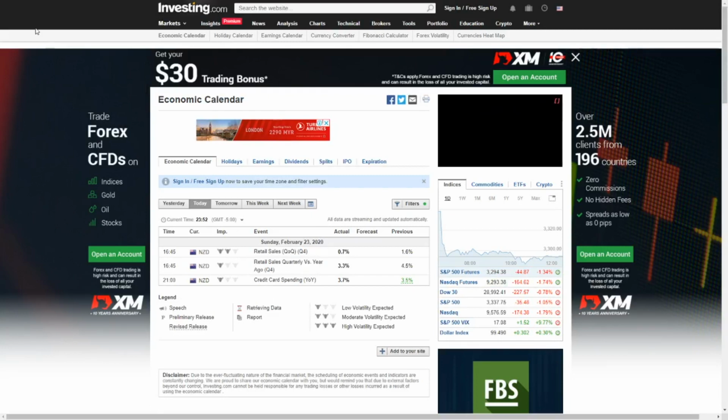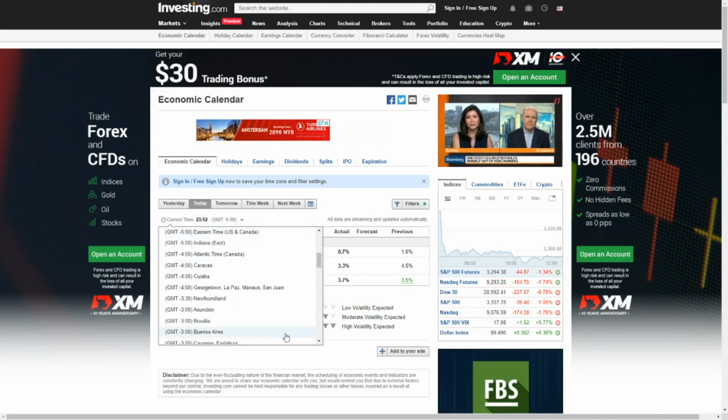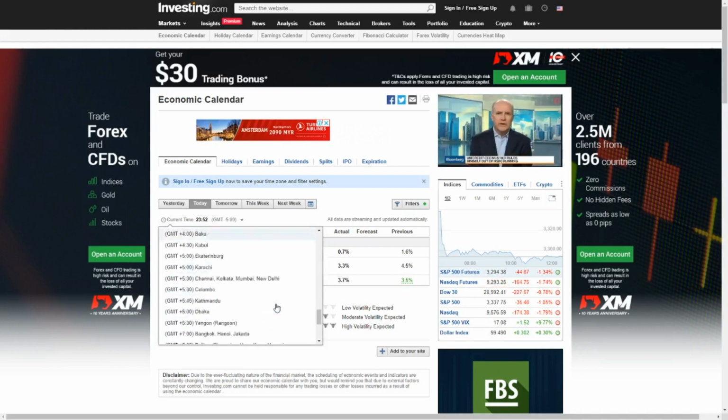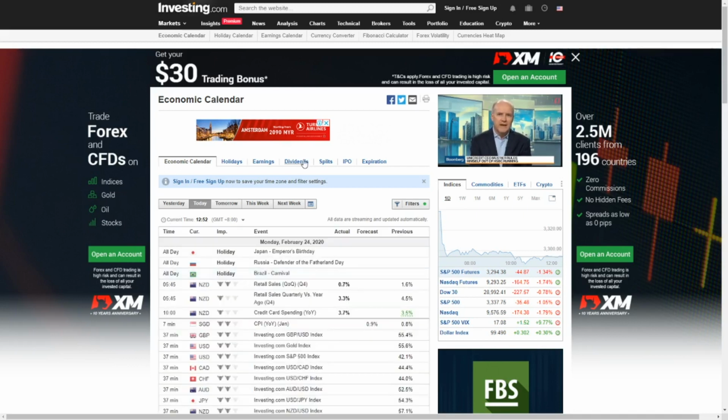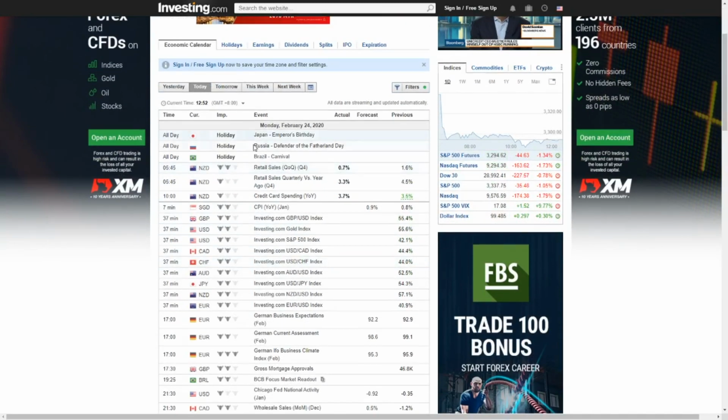Once you have arrived at investing.com, the first thing you have to do is change the GMT time to the time zone that you are trading in. I'm trading in GMT plus 8. I'm from Malaysia, so somewhere around Singapore is the same time. Then check the current time that you're trading. For example, now I'm trading somewhere around 12:52. So 12:52 is somewhere around here, right?